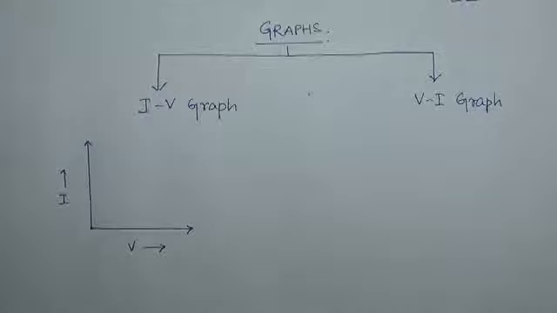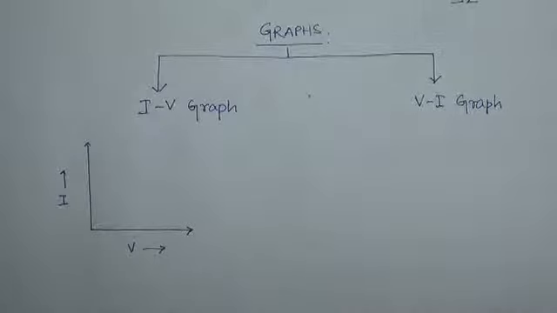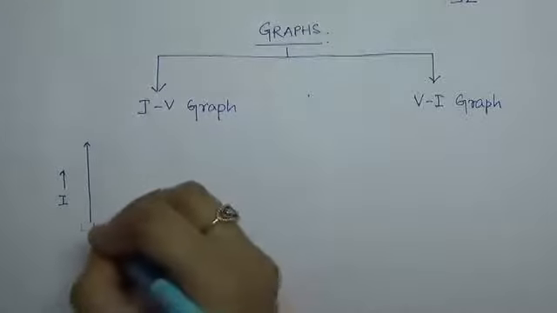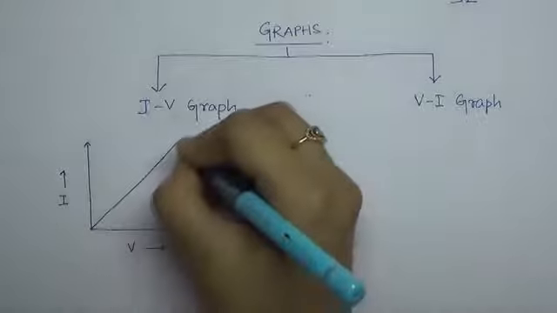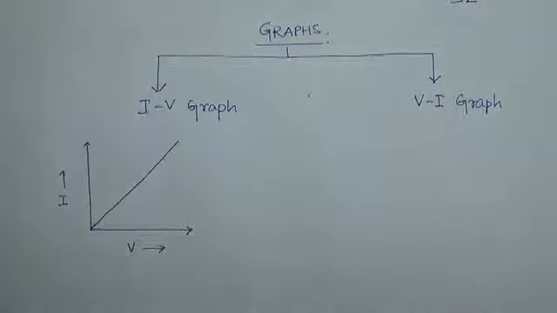When a physical quantity is directly proportional to another physical quantity, the graph shows a straight line passing through the origin. For a metallic conductor, we know that the ratio of V by I is constant for all values of V and I. So if we plot a graph for current against potential difference, we get a straight line passing through the origin, like this.